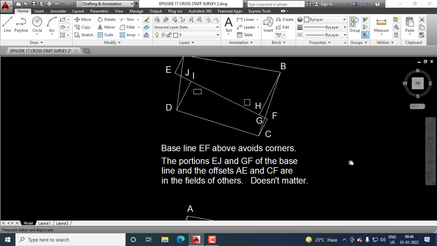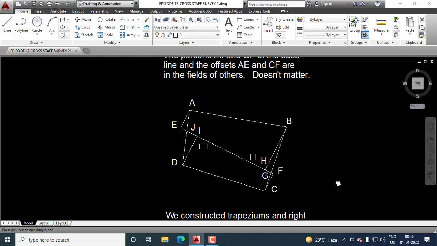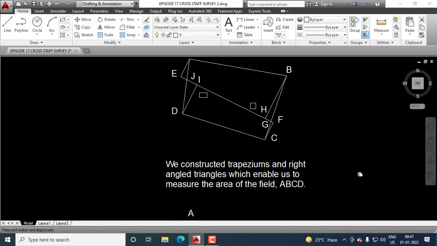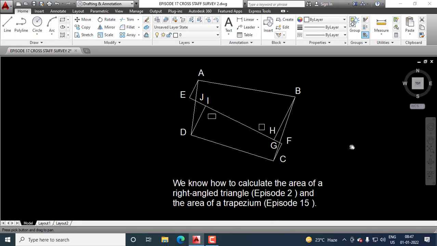The portions EJ and GF of the baseline and the offsets AE and CF are in the fields of others. Doesn't matter. We constructed trapeziums and right angle triangles which enable us to measure the area of the field A, B, C, D. We know how to calculate the area with right angle triangle, episode 2, and the area with trapezium, episode 5.